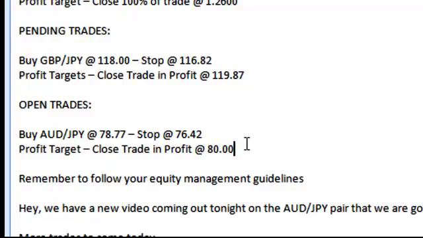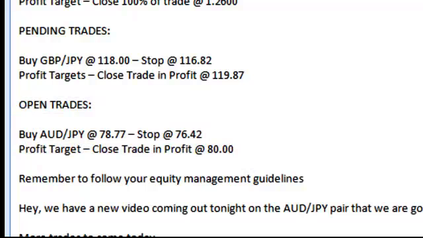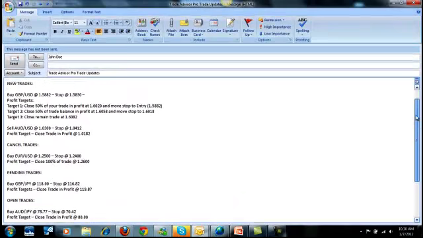Now these are trades that we sent you before. You entered them, so they were a pending trade, and now the currency pair hit, and now we're in this trade. So open trades, these are trades that we are in. Okay, so we'll start with the top and show you how to take this information.